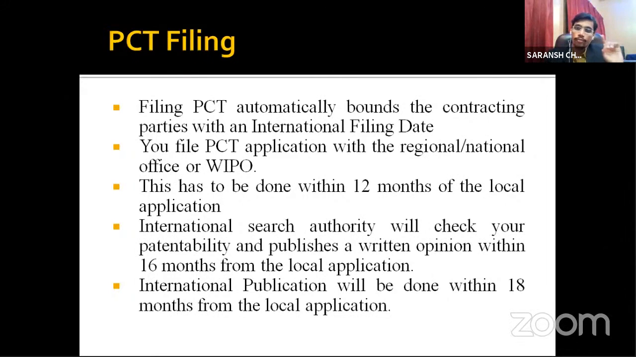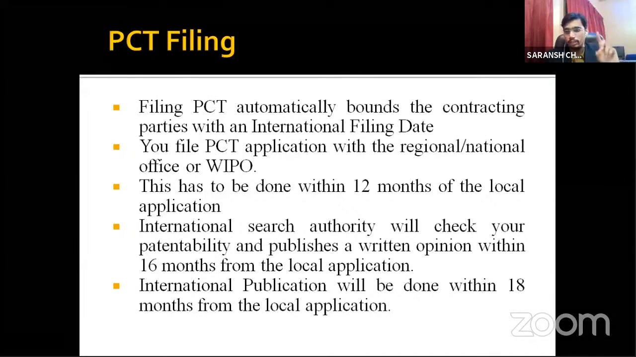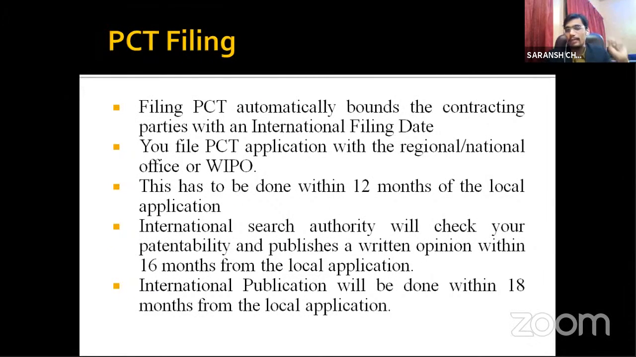I repeat it again. You filed on 1st January and you filed a PCT application on 1st June, right? So all of these timelines, like the 16 months, the 18 months, international publication, international search authority, will be calculated from 1st January, not 1st June. In spite of the fact that you have 1st June as the international filing date, the PCT calculates every timeline from your local application, that is the application you filed on, in our example, 1st January. So this is the difference between the international filing date and the priority date. All the timelines have to be maintained within that regional application date only, that is 1st January.